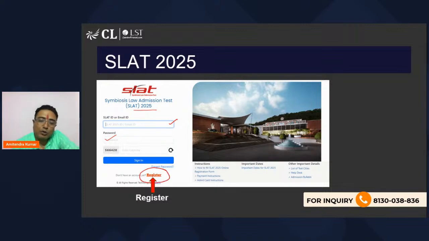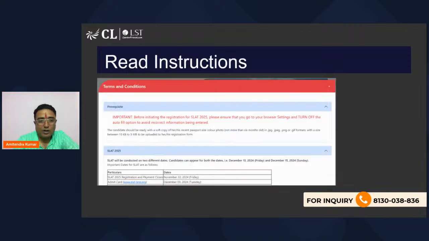But my advice to each one of you, before you register, is to have a quick look at the instructions: the payment instructions, the admit card instructions, the dates, and the list of the test cities where you can take the examination. The help desk details are also given over here. And there is a brochure, the admission bulletin, which talks about the reservations, the documents required, and the cities in which the examination will be held. The first step to begin is to register. So we'll click here and go ahead with the registration process.